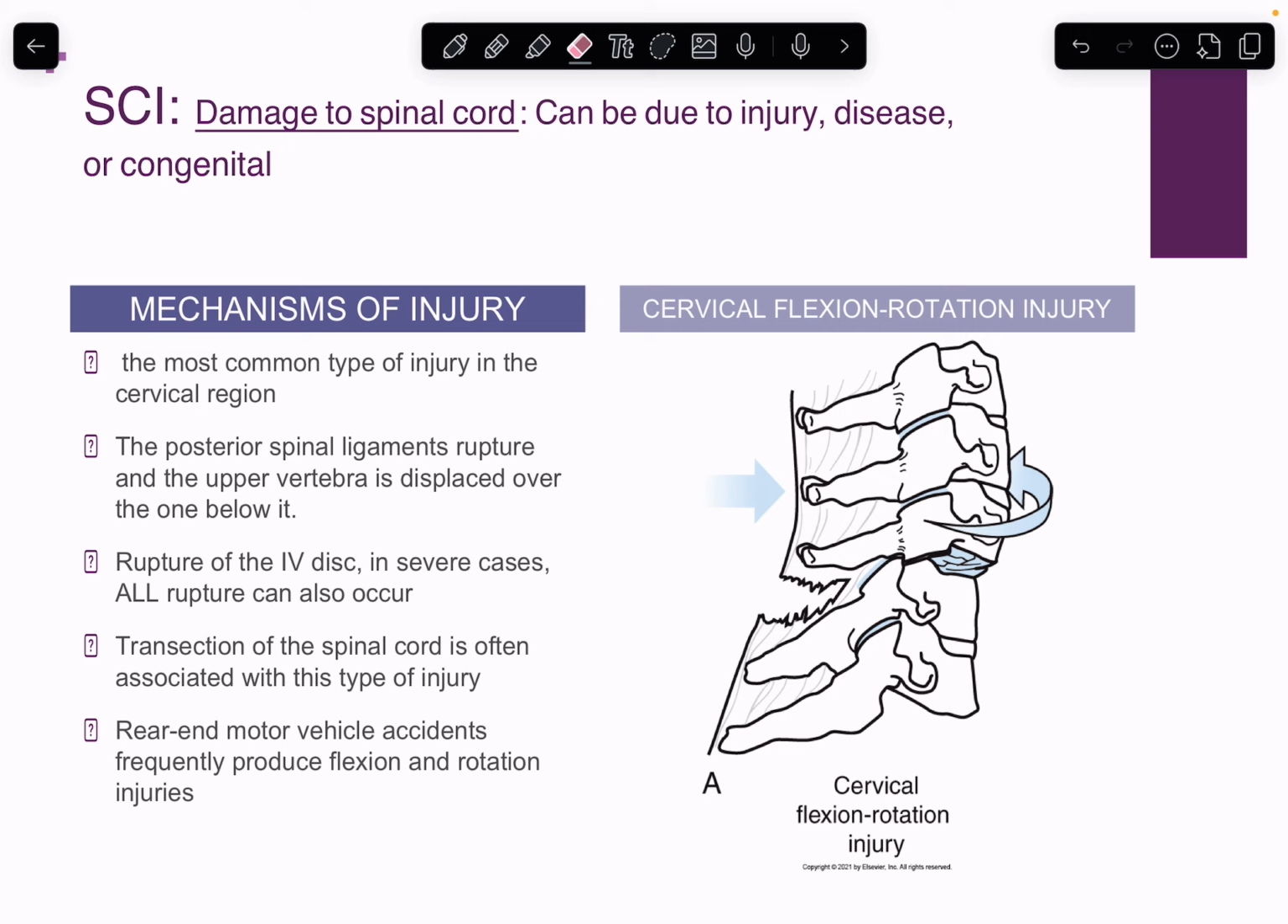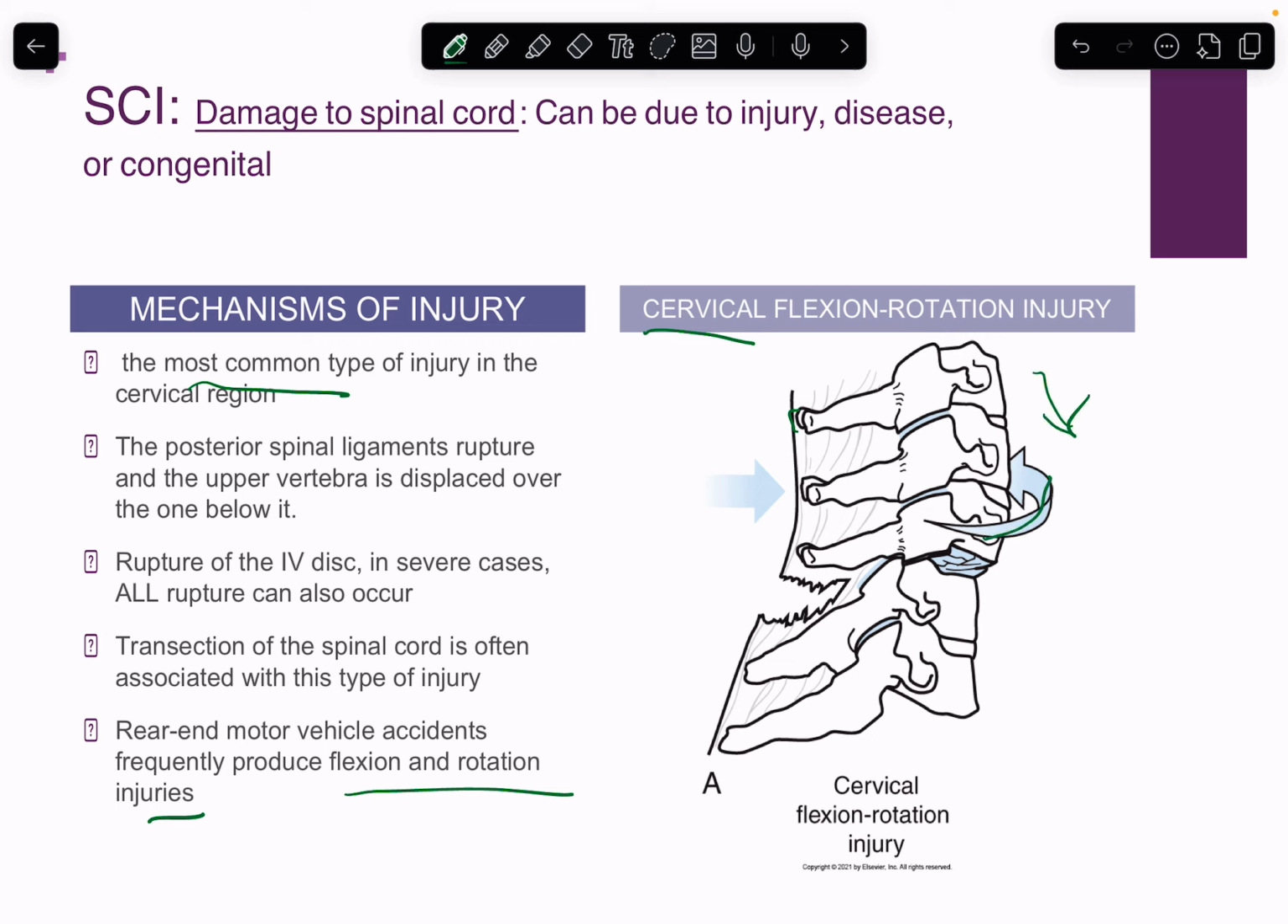The first spinal cord injury type, depending on the mechanism of injury, is the cervical flexion rotation injury. It is the most common type of injury, and it is in the cervical region, therefore the name cervical. The mechanism of injury is a rear end motor vehicular accident that produces flexion and rotation injuries, thus the name cervical flexion rotation injury. So this is the posterior side and there is a flexion plus rotation.